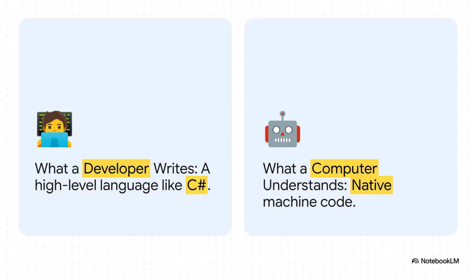On one side, you've got what a developer writes, something clean, readable, in a high-level language like C#. It's made for humans. And on the other side, well, that's what the computer's processor actually gets. Just a long stream of ones and zeros. It's called native machine code. And you can see the gap between these two is, well, it's huge.